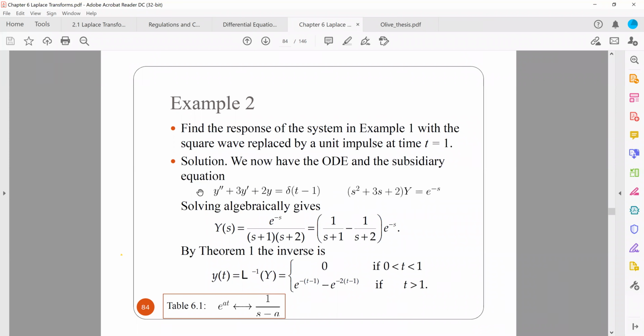Hope that makes sense. So if you take the Laplace of both sides, you do this, then you divide this by this, and then you find the roots of this equation. Then you do the inverse Laplace transform. This one is fairly straightforward because if you have this here, then from theorem 1, this is the inverse.